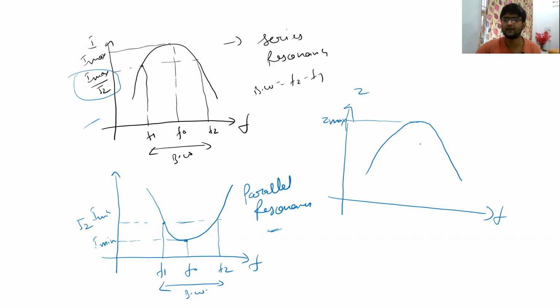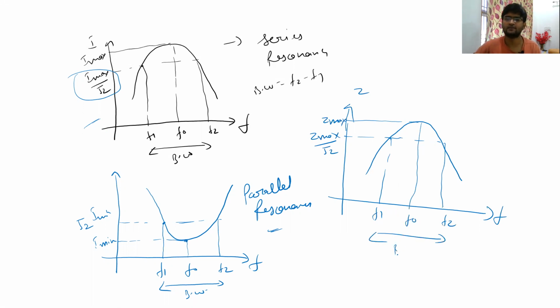Let me call it Z max, and there will be values of Z max divided by root 2, where your maximum value of impedance will decrease to 70.7% of the maximum value. Let me call it F1 and F2. And this is the maximum value, it is your F0. Similarly, this range of frequencies is called the bandwidth of the parallel resonant circuit. So this is how you calculate the bandwidth of a parallel resonance circuit.